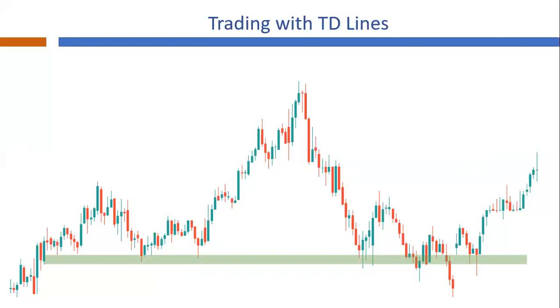Let's look at the same on the chart. You can see that I have marked the support zone. Once the support zone is identified, I wait for a TD line breakout. Look at the black line. We can see that there is a breakout of the same.